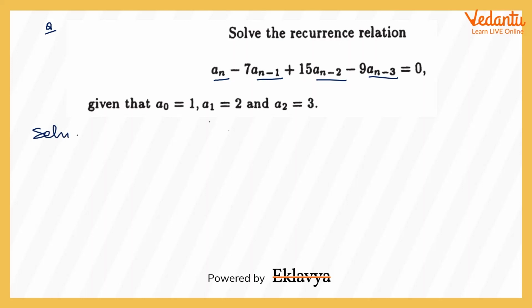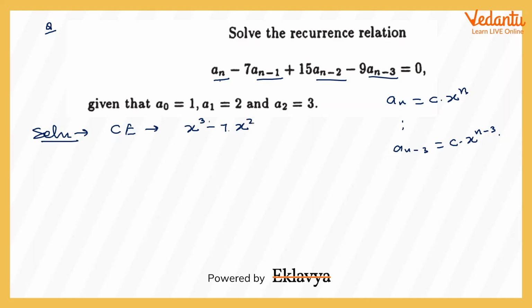First we will be finding the characteristic equation, and I think I can write it now directly. If I take an as c into x power n, an minus 3 will be 3 degree less, so x power n minus 3. So if I divide by x power n minus 3, I think the characteristic equation will be x cube minus 7x square plus 15x minus 9 is equal to 0.